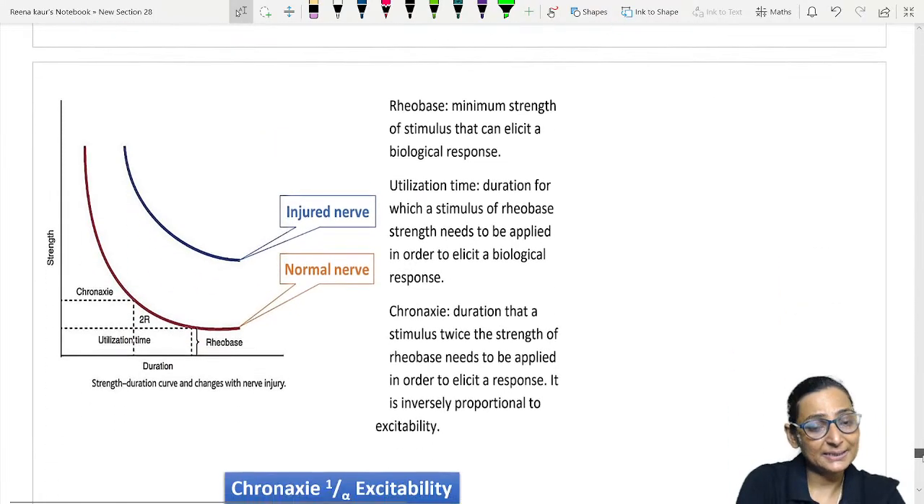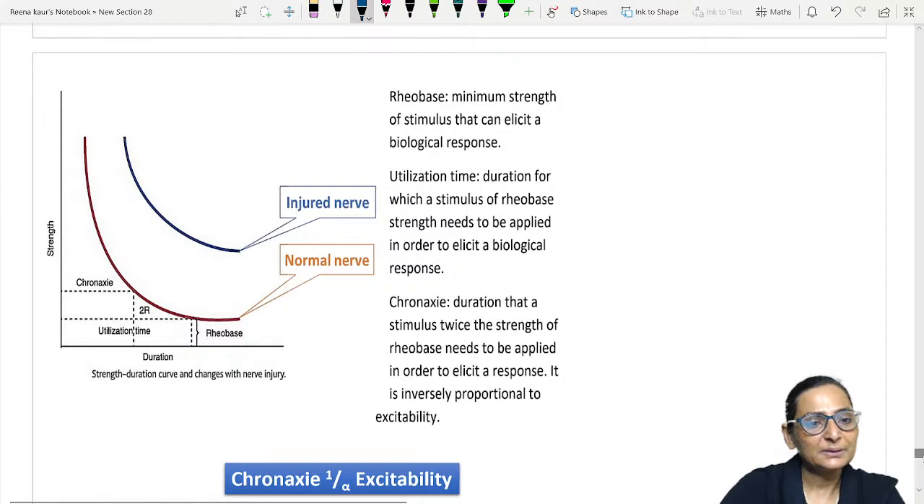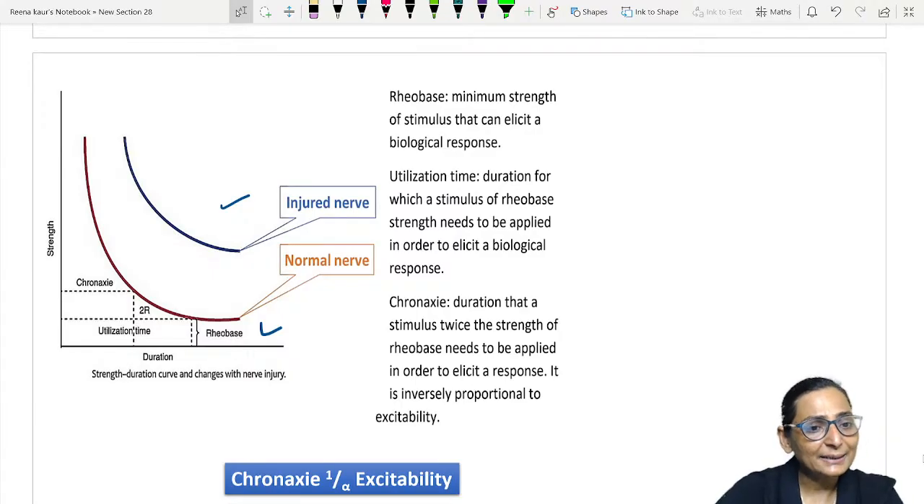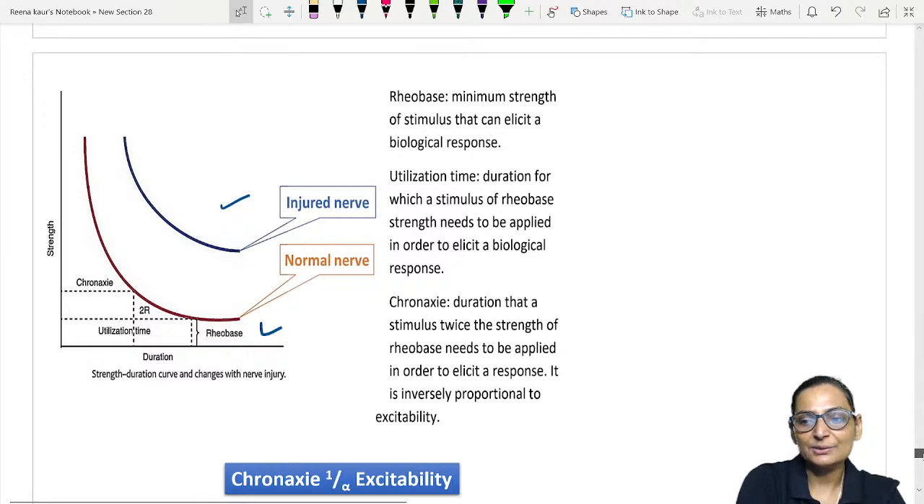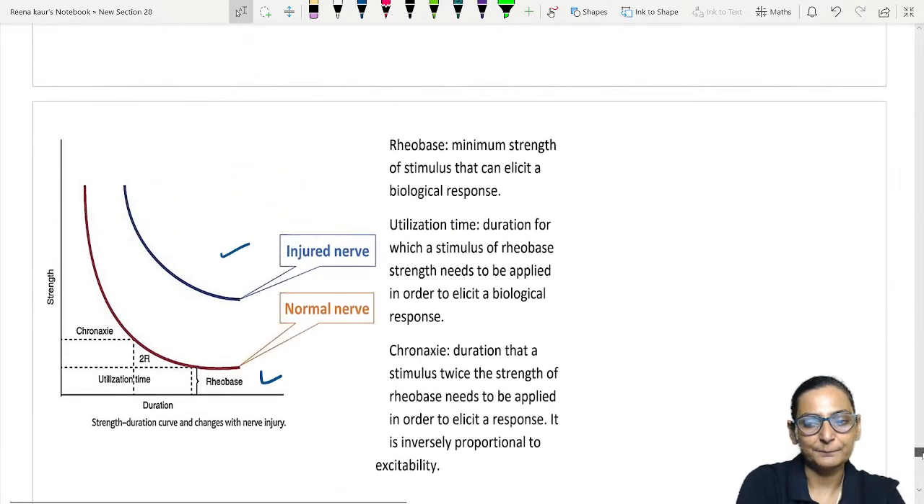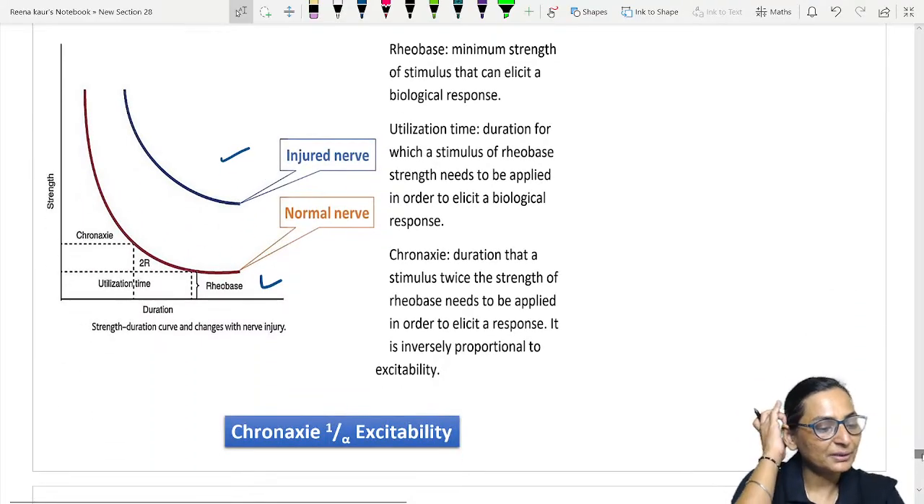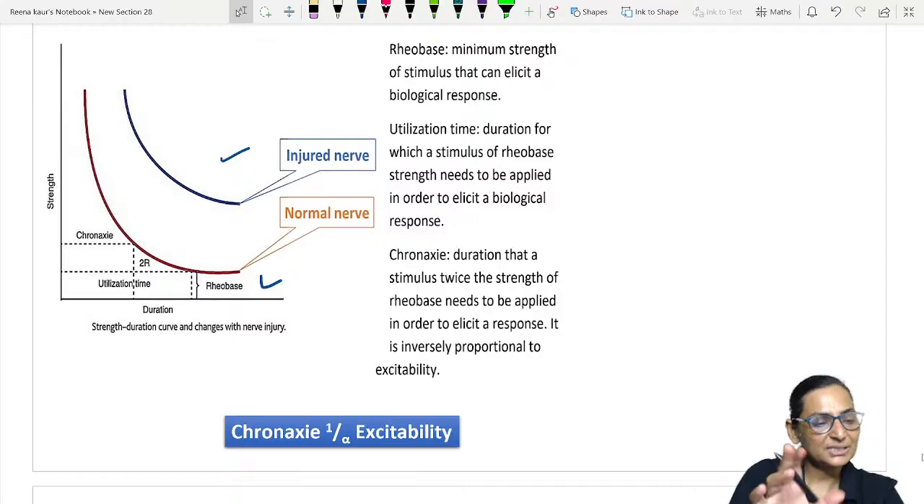Is there any significance? Yes, there is a very important significance. See, this is the normal strength duration curve and this is the strength duration curve of the injured nerve. When the nerve is injured, the rheobase is more and the time required, that means the utilization time, is more, which means the excitability of the tissue is decreased because of the injury of the nerve. So when there is injury of the nerve, at that time you take a graphical representation of the strength duration curve.